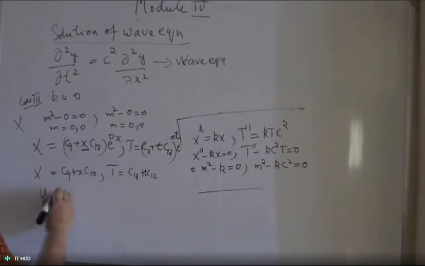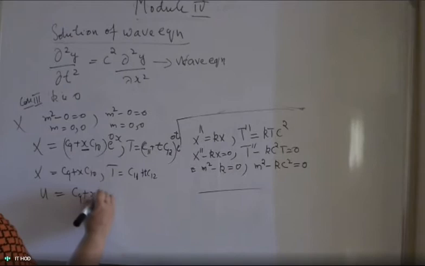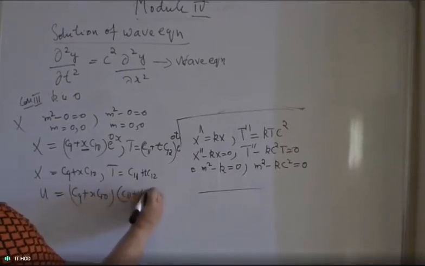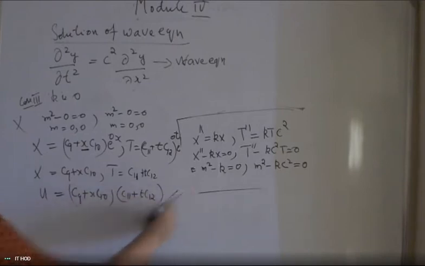So what is u? u is equal to x t. So c9 plus x c10 into c11 plus t c12. This is the answer. So 3 cases we already found. And you have to find which one is the suitable solution.